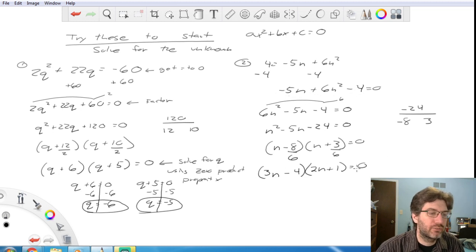Then you're just going to solve using your zero product property. So we're going to get 3n minus 4 equals 0, and 2n plus 1 equals 0.